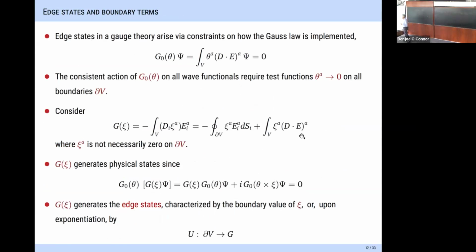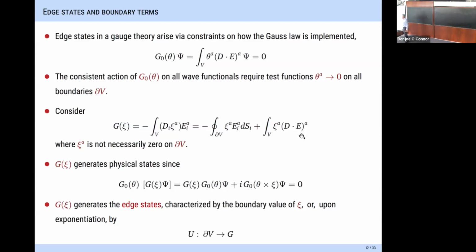So let's look at a gauge theory. And of course, we know that in the gauge theory there are constraints on how the Gauss law is implemented. Here is the Gauss's law that we normally write in the nonabelian gauge theory. And the consistent action of this G naught on all the wave functionals of the theory would require that theta should go to 0 on all the boundaries of the spatial time slice.